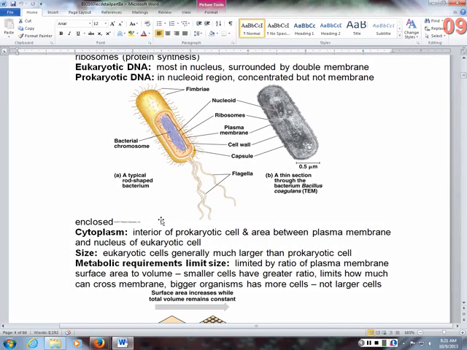As for the size of the cells, eukaryotic cells are generally much larger than prokaryotic cells. Your largest prokaryotic cell is about the same size as your smallest eukaryotic cell. A lot of the cells, their size is going to be limited by their metabolic requirements.